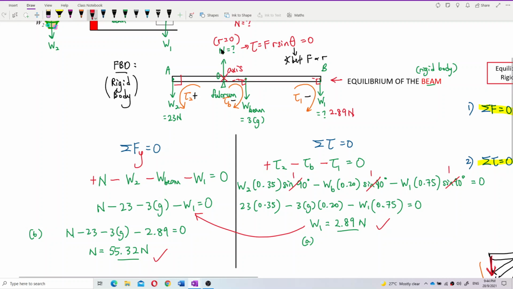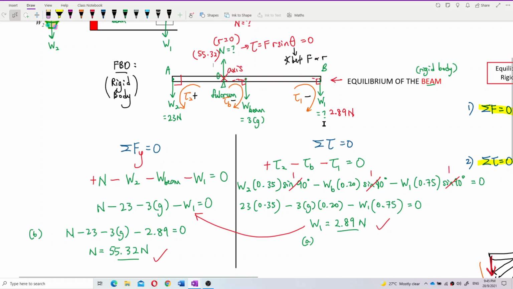That's the supporting force. We can rub that off. Only the torque is 0. Never mind, just leave it there. So this normal force is 55.32 Newton. That's the value of this normal force. If the axis of rotation is over here, the torque is 0, but the normal force is 55.32 Newton.